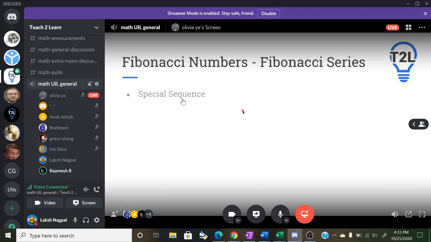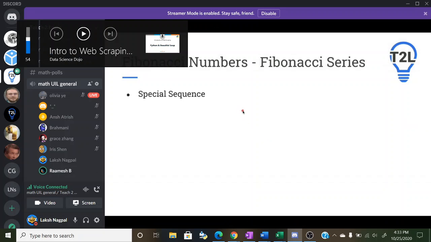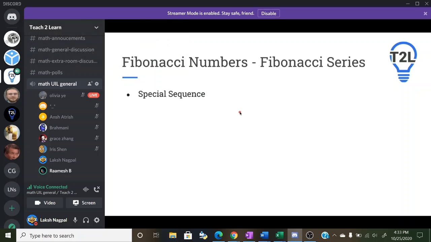So another sequence is Fibonacci numbers. This is a really cool sequence that has a lot of relation to nature, but I'm not going to go into that. I do suggest looking it up. It's a very interesting topic. It's really common on the UIL tests.